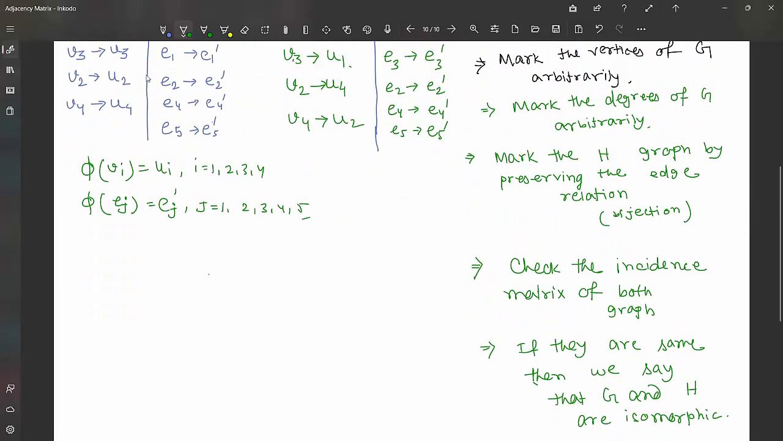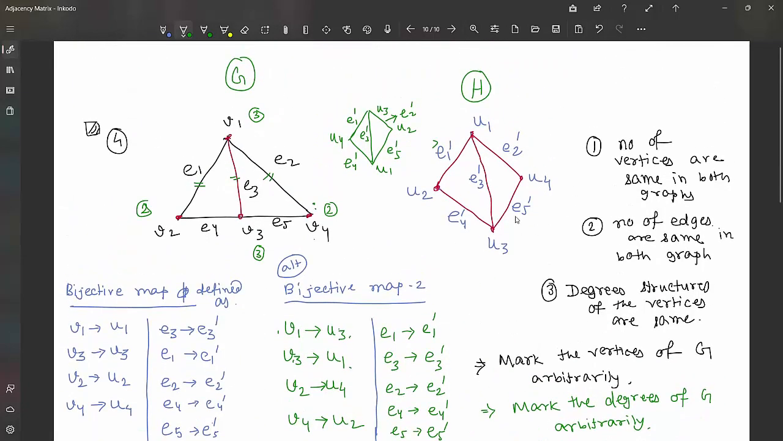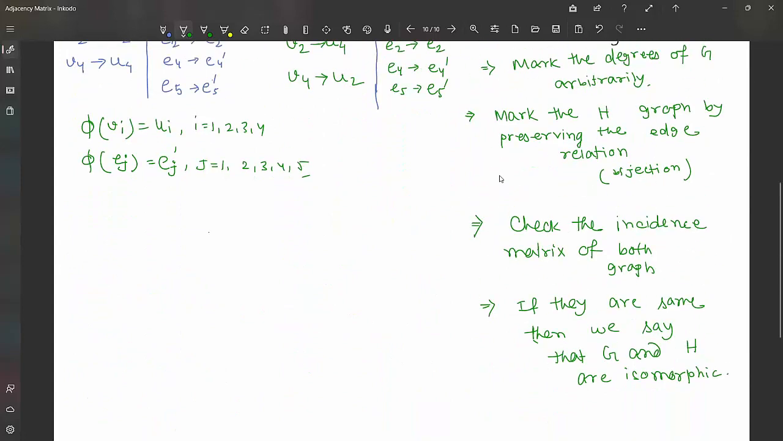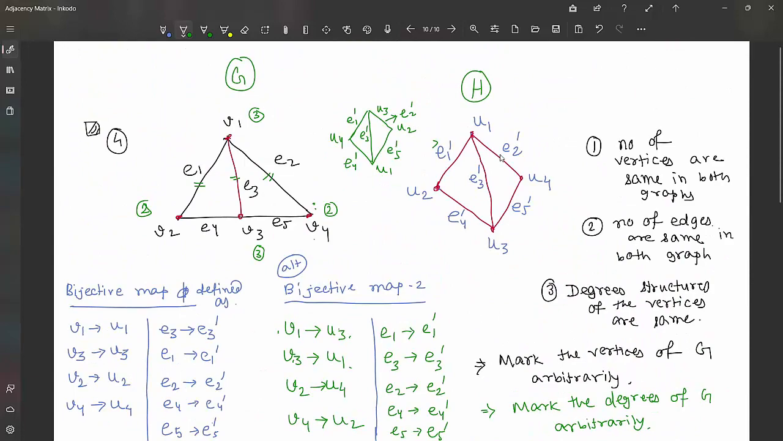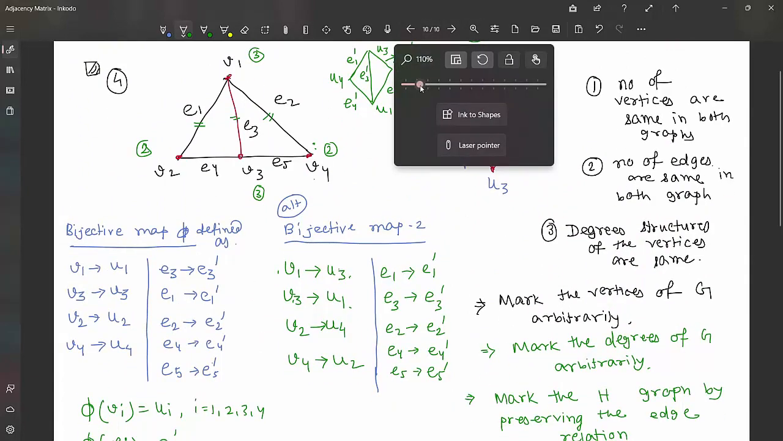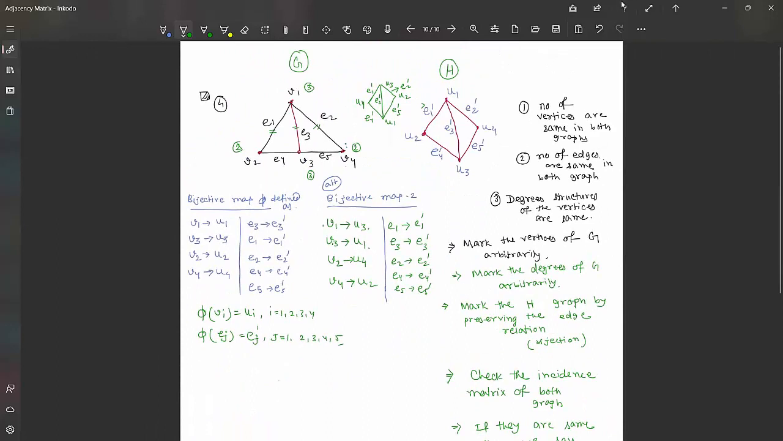So after defining the mapping, then calculate the incidence matrix for both graphs G and H. And if these two graphs' matrices are the same, then we can say that G and H are isomorphic. So just calculate the incidence matrix of these two graphs. Now we are calculating the incidence matrix for the first one. So this is, suppose, the incidence matrix M of G. We are denoting that as M of G. So what is M of G?